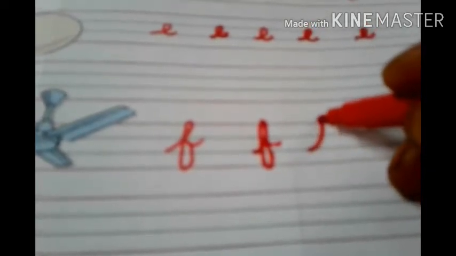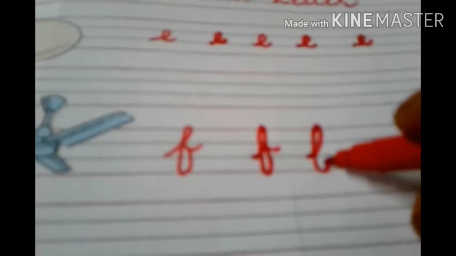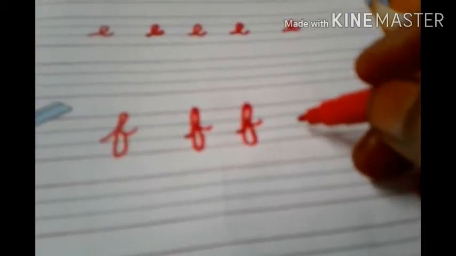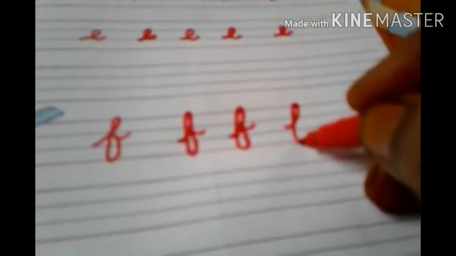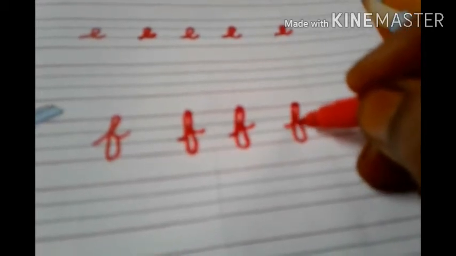You can see once again, place your pencil on the third line, go up to the top line, turn left, come back to the fourth line, that is the last line, go up to the second line, make a small curve. This will make letter F. F for fan.